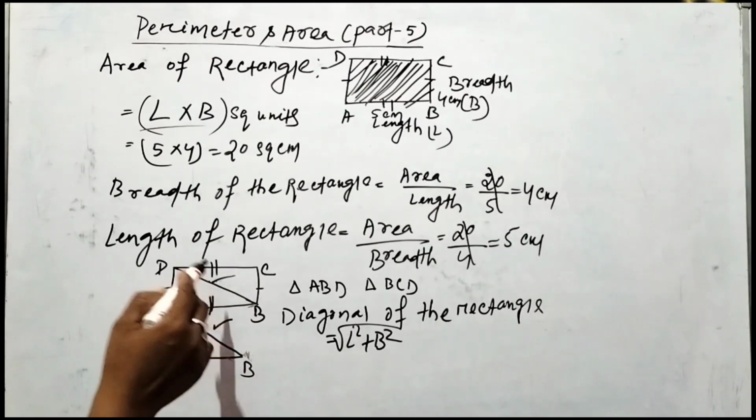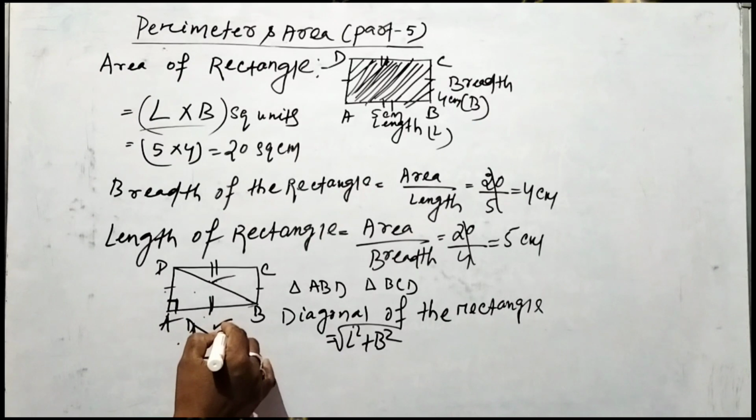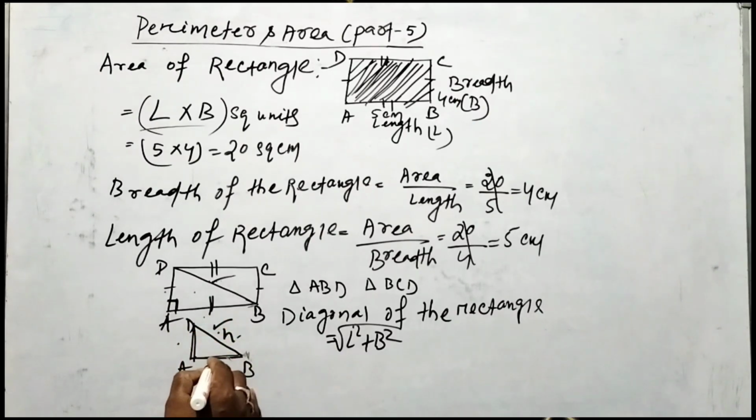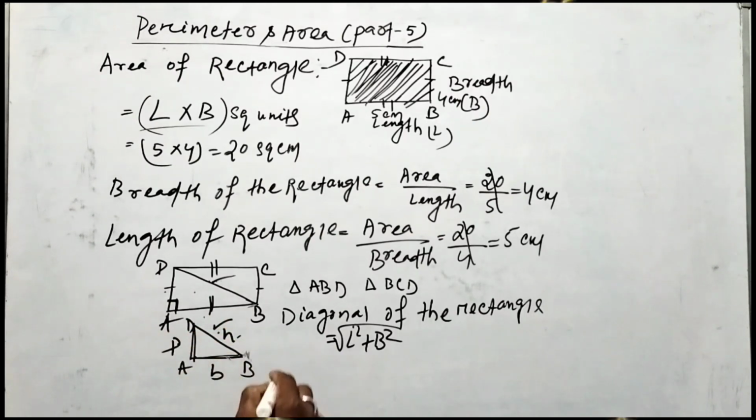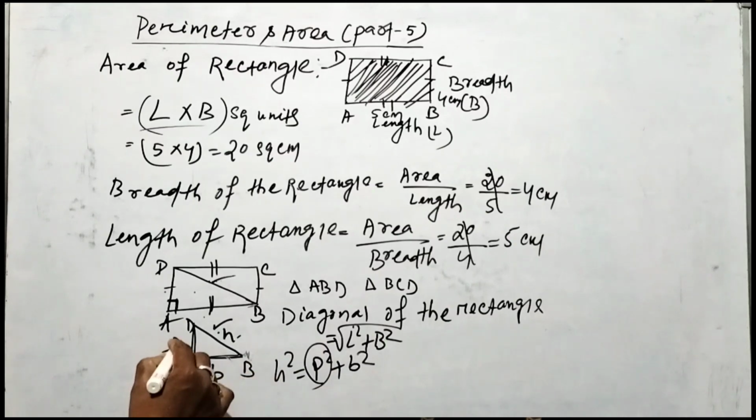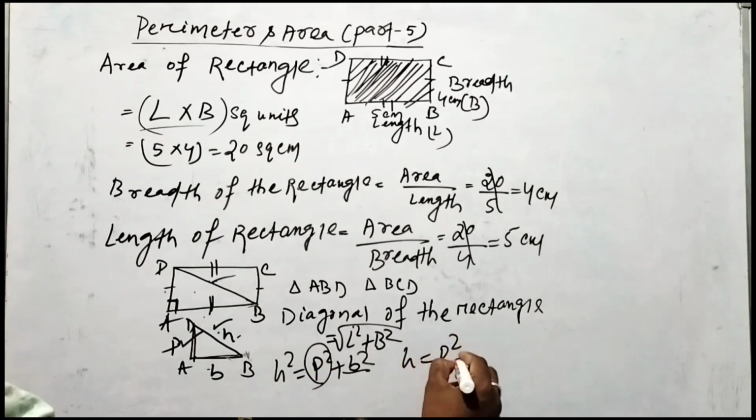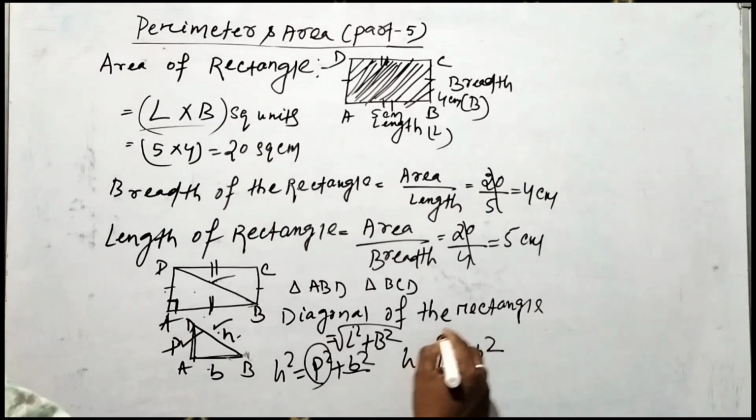That means hypotenuse square is equal to base square plus perpendicular square. So H square equals P square plus B square, where P is the breadth and B is the length. So the diagonal is the square root of L square plus B square, that is H equals the square root of P square plus B square.